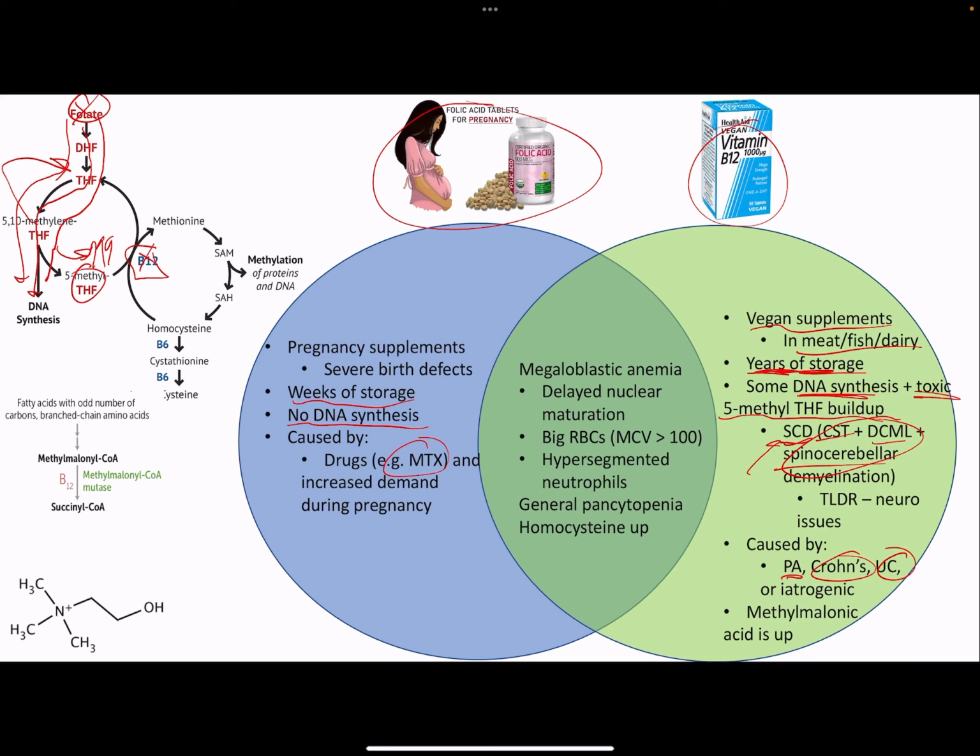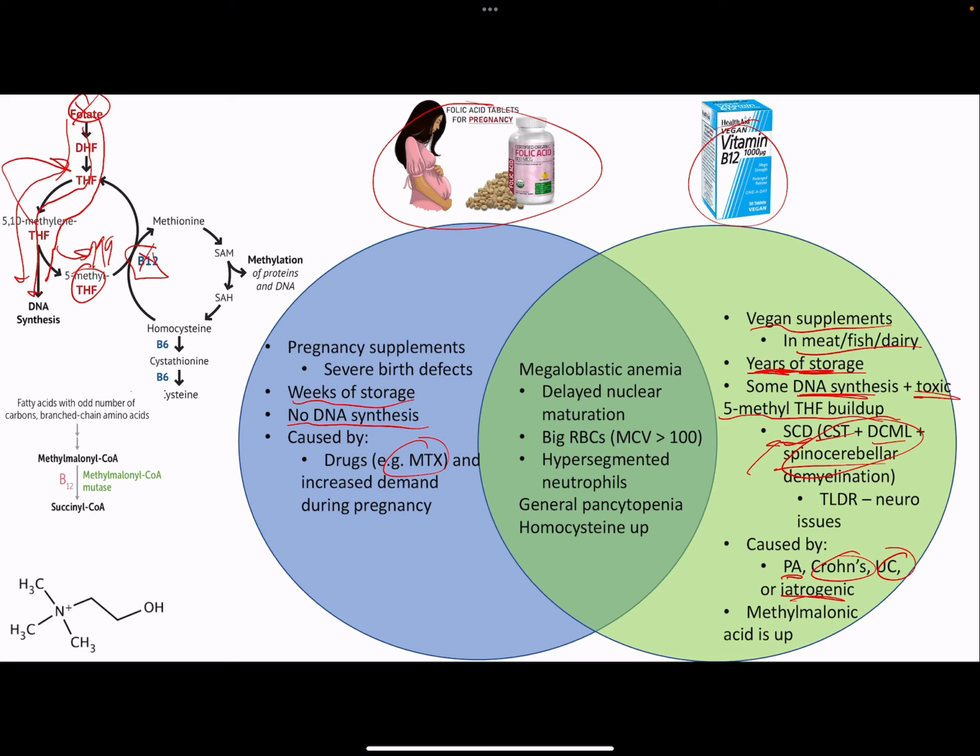Crohn's disease, ulcerative colitis. Again, you screwed up your intestines. You got an autoimmune thing. Damage. You're going to have a hard time reabsorbing things. Iatrogenic. You had a surgery. Maybe you had a gastric bypass. In your intestines, you might have difficulty absorbing lots of things, one of them being B12. Remember that B12 also plays a role in odd chain fatty acid breakdown.